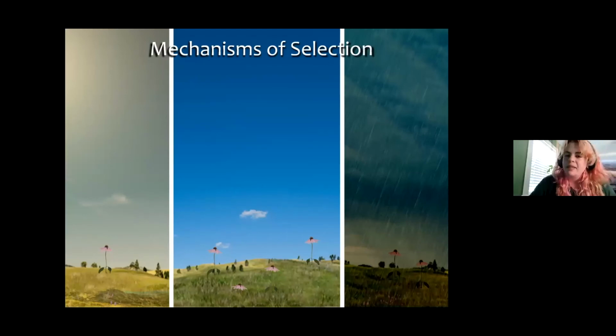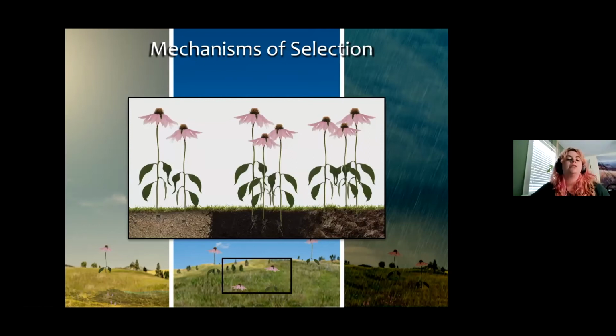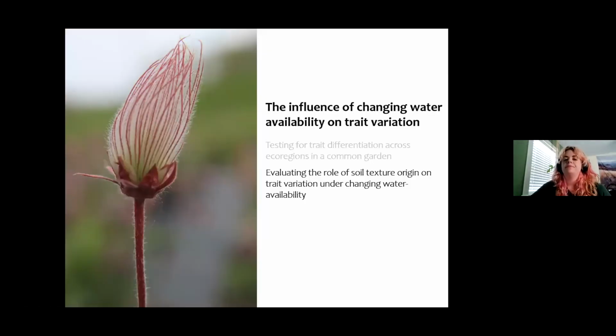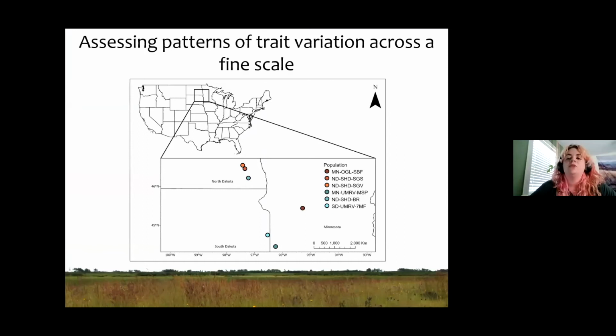All right, so we just looked at how selection associated with climate can impact trait differences. And so now we're gonna look at how selection associated with fine-scale differences in the soil environment can impact traits. And we're still interested in the influence of changing water availability on trait variation, but this time we're manipulating it. So for this experiment, we chose just 6 populations, and they're all shown on this map. The 6 populations we sampled in 2019 were across just a small range in the tri-state region. And so across that small range, there's really few differences in climate.